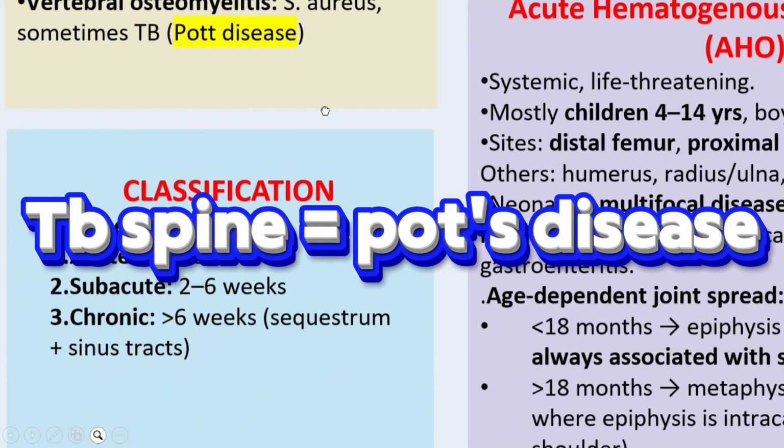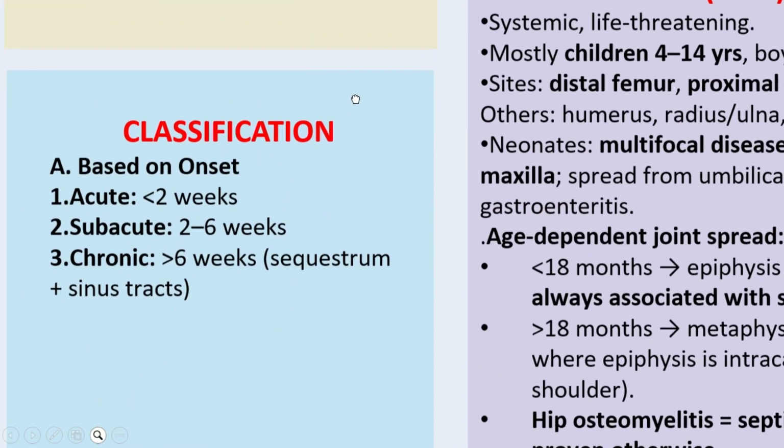So when we look at the classification of osteomyelitis, most of the time we want to classify it into three. That is acute osteomyelitis, which is less than 2 weeks, the subacute, which runs from 2 to 6 weeks, and when we go more than 6 weeks, we have chronic osteomyelitis, and most of the time that's when we have the terms sequestrum, sinus tract, and involucrum.